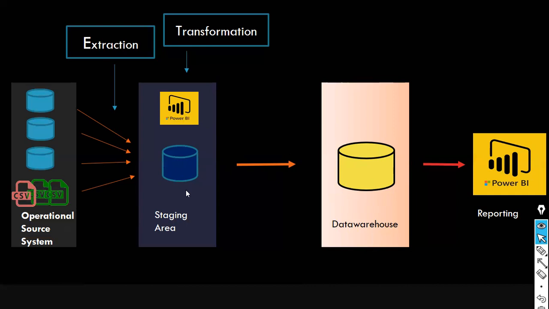Usually what they do is they keep 3 months or maximum 6 months of data only in the staging area. Whereas in the data warehouse, they store 5 years. In some cases, 20 or 25 years of data they keep here because they want to do year on year analysis and so on.